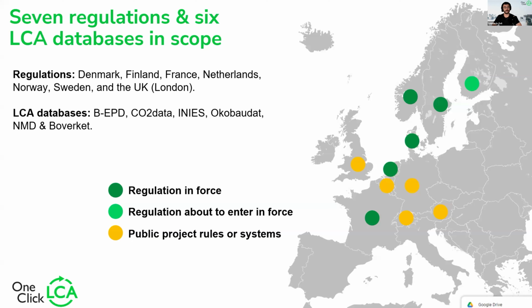Let's get straight into the European market. So when it comes to the European market, you can see here a visual representation of the seven regulations that we found in the European market and 6 LCA databases that are in scope. So when it comes to regulations, we can see Denmark, Finland, France, Netherlands, Norway, Sweden, and the UK for London. And the LCA databases are BEPD, CO2 data, INIES, Ökobaudat, NMD, and Boverket.